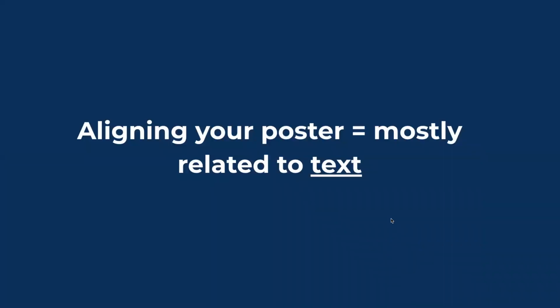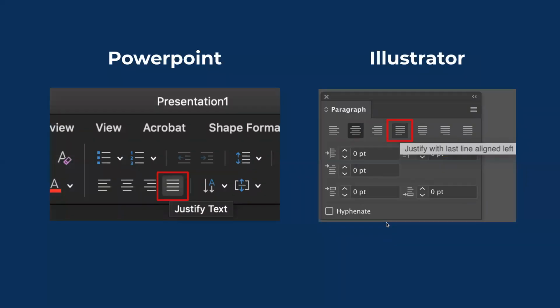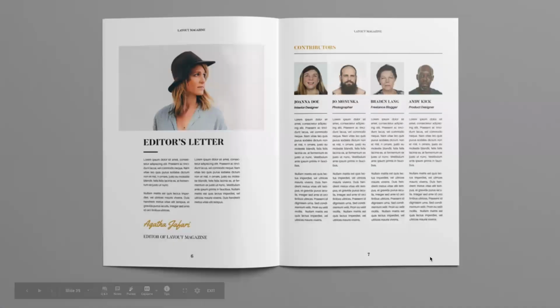So as was mentioned, aligning your poster sometimes actually relates mostly to the text. So here's what I mean. Within PowerPoint, I like to justify the text. If you're using an advanced software like Illustrator, they actually have justify with the last line left aligned. So that's a bit of a power user move, but it actually does make a difference when that last sentence has one word that stretches across the whole line. So try that out if you are literate in the Adobe products.